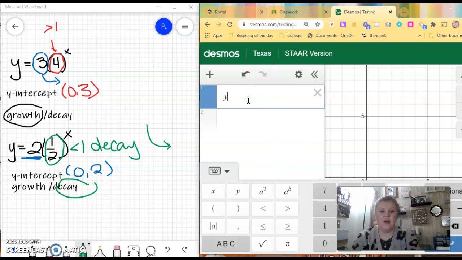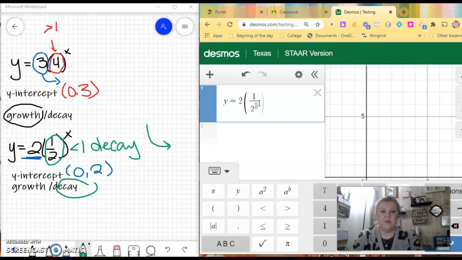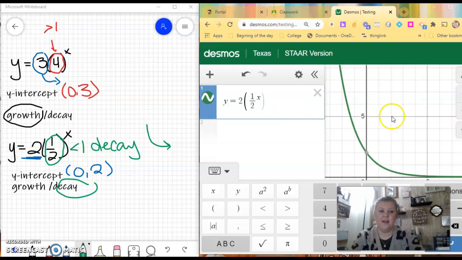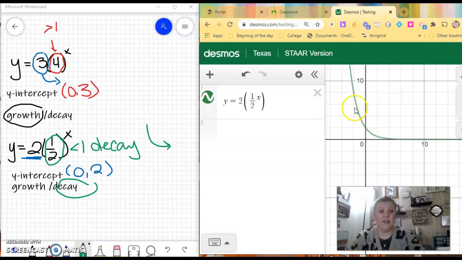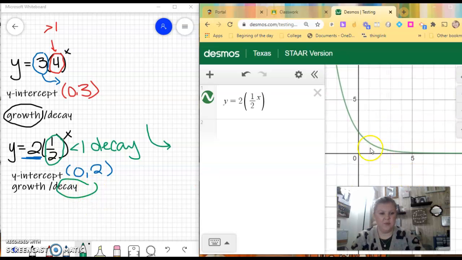So we're going to go ahead and graph y is equal to 2 in parentheses 1/2. You want to make sure, guys, that when you're down here, you go ahead and press the arrow key to the right. If you don't, notice it's going to put that x down at the bottom, and we don't want that. So you're going to press it over to the power of x. Okay, so notice again, looking at my graph, it is going down. It is a decay, just like we predicted. And then my y-intercept is 0, 2, again, just like we predicted.